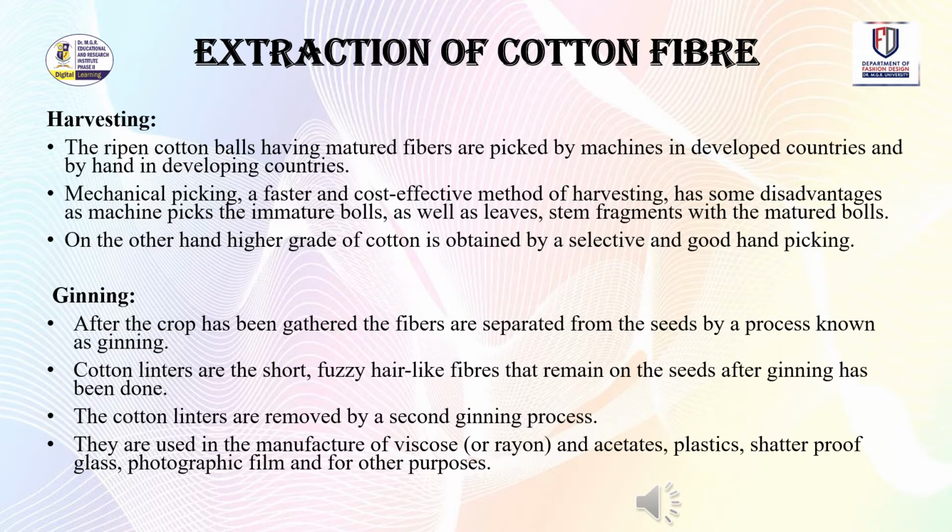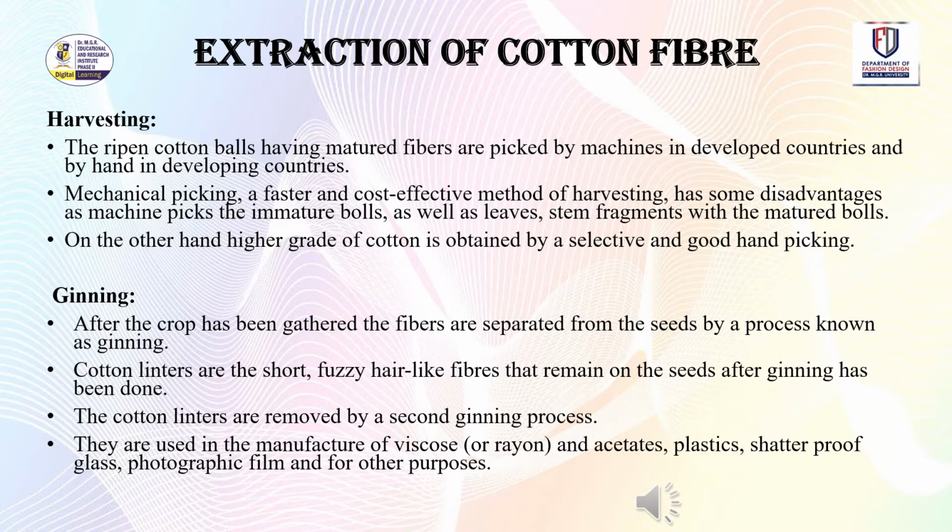In this video we will see about the extraction of the cotton fiber. Harvesting, which is the first step. The ripening cotton bolls having matured fibers are picked by machines in developed countries and by hand in developing countries. Mechanical picking, a faster and cost-effective method of harvesting, has some disadvantages, as the machine picks immature bolls as well as leaves, stems and fragments with the mature bolls. On the other hand, a higher grade of cotton is obtained by selective and good hand picking.